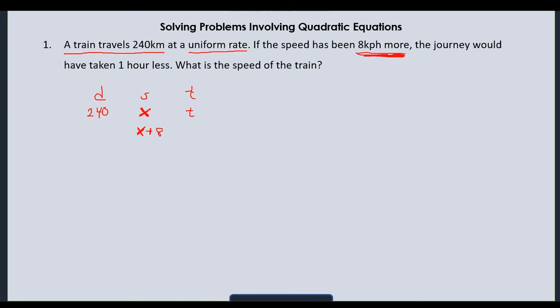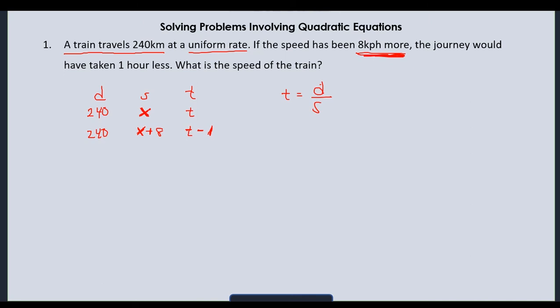The journey would have taken 1 hour less. So there will be some deduction to our time, 1 hour less. What is the speed of the train? And actually this is still 240 kilometers. Now, since we're looking for the speed, we're going to use our formula for time: time equals distance over speed.